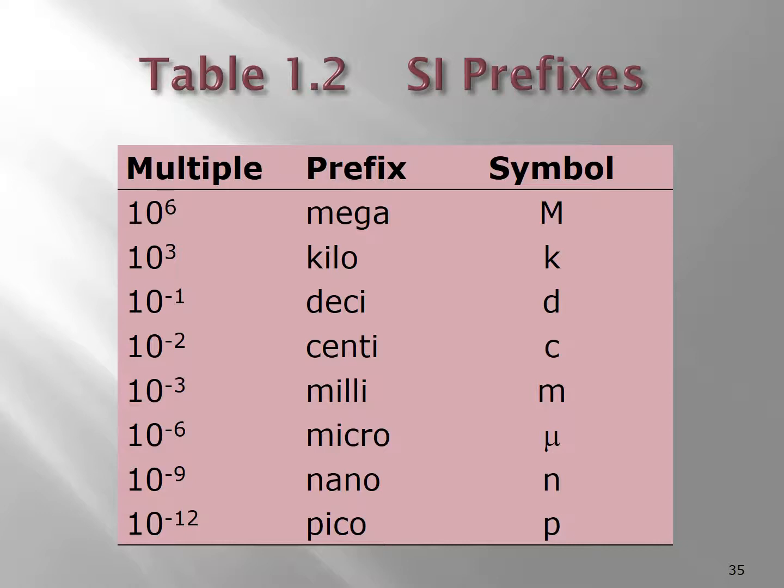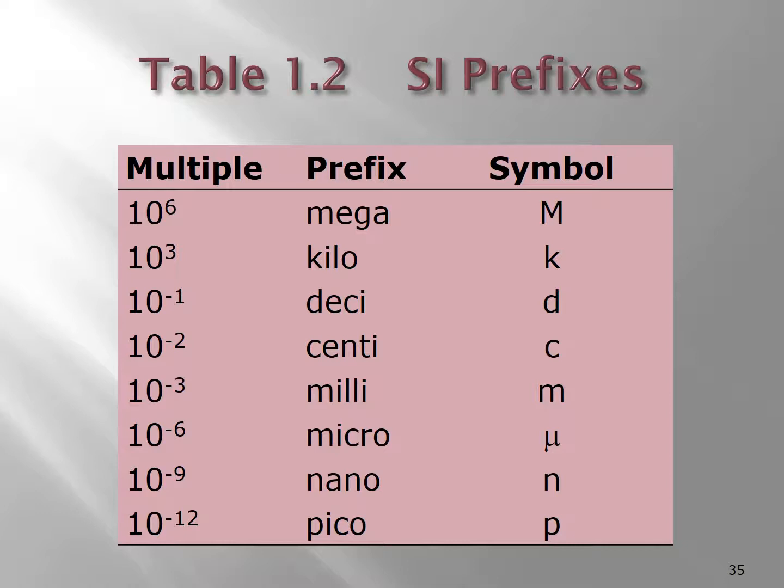1/1,000,000,000, 10 to the minus 9th, is nano. Get even smaller, 10 to the minus 12th is pico. Going the other way, if you have 1,000 of the base unit, that's a kilo. If you have 1,000,000 of the base unit, that's a mega.